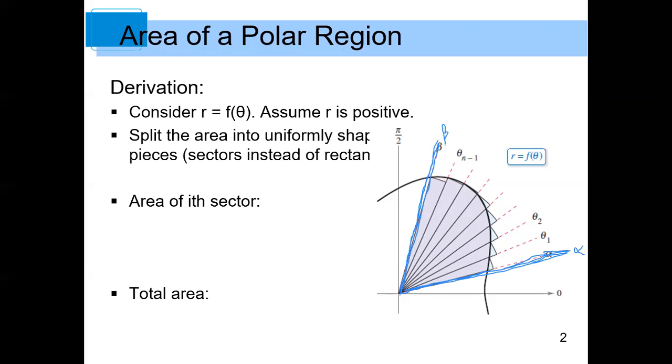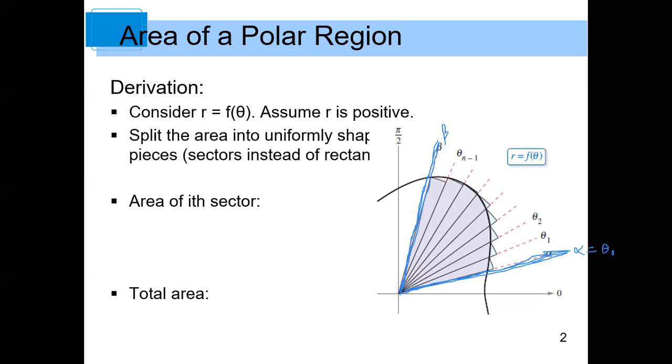I want you to think of alpha as being theta sub 0. What I'm going to do is break this thing up into a bunch of chunks, and we're going to try to come up with a formula for how to find the area of this thing, just using basic reasoning about geometry. We're just going to think about geometry.